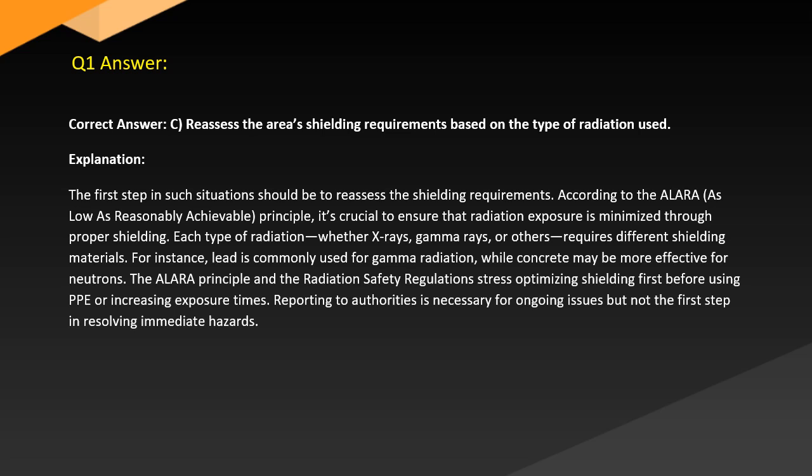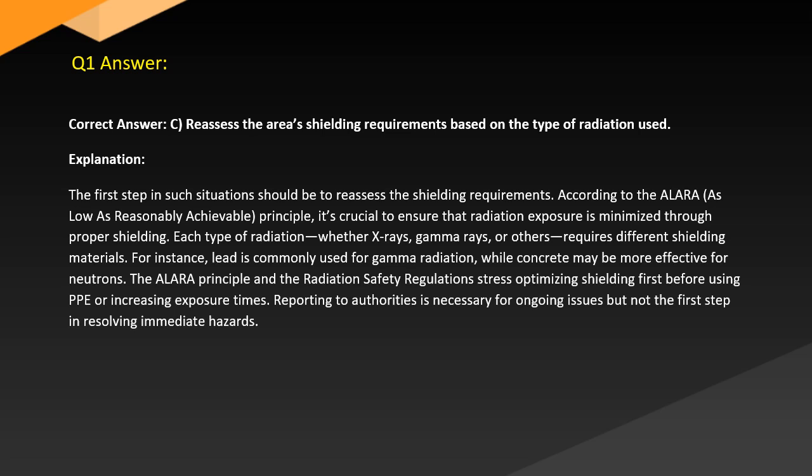Answer. Correct answer: C. Reassess the area's shielding requirements based on the type of radiation used. Explanation. The first step in such situations should be to reassess the shielding requirements according to the as low as reasonably achievable principle. It's crucial to ensure that radiation exposure is minimized through proper shielding.